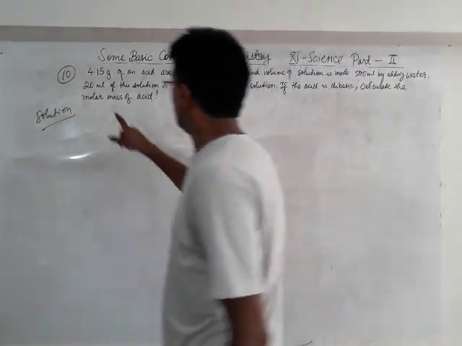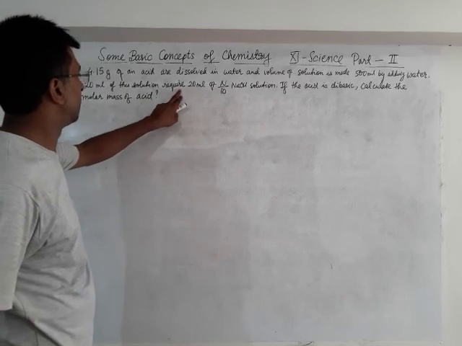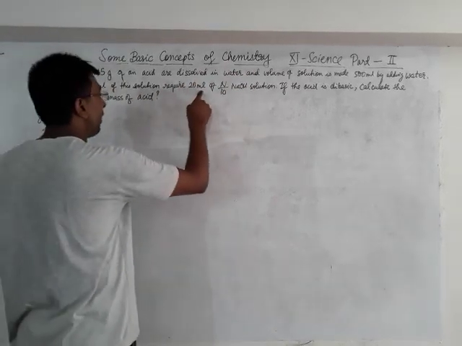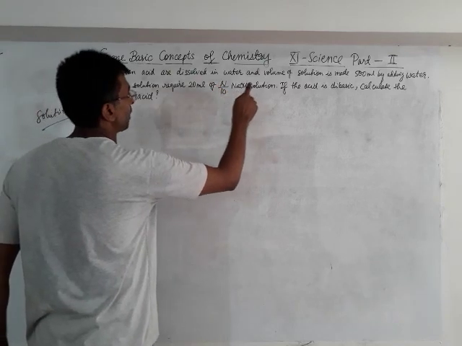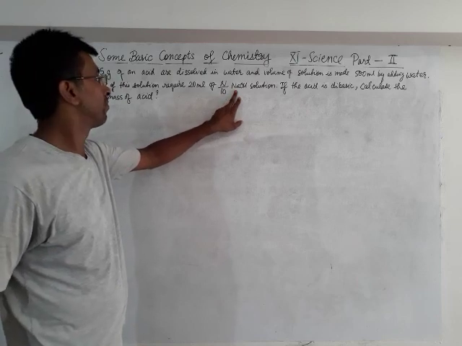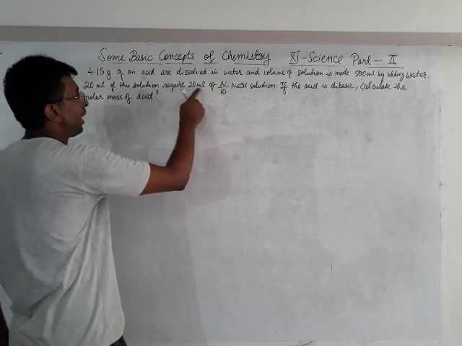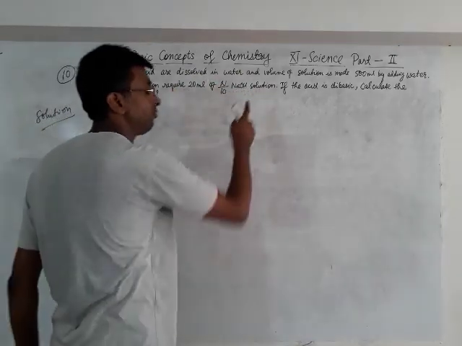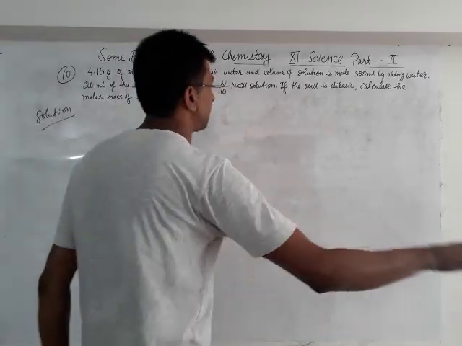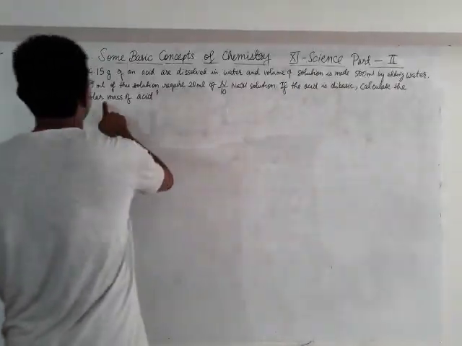Now the second part over here, 20 ml of this acidic solution requires 20 ml of N by 10 sodium hydroxide solution. Sodium hydroxide is a monoacidic base. 20 ml of this acidic solution requires 20 ml of N by 10 sodium hydroxide solution for neutralization of the reaction. If the acid is dibasic, calculate the molar mass of the acid.